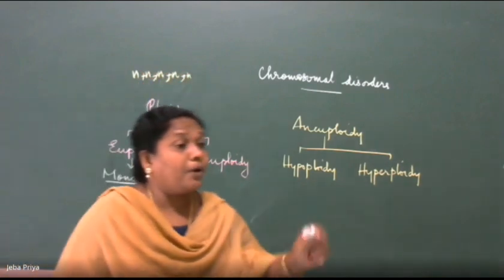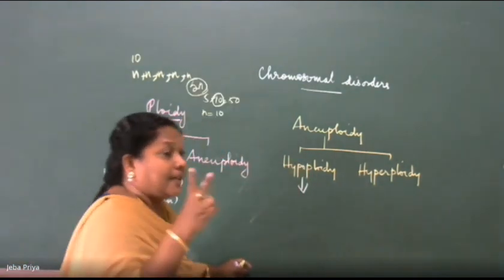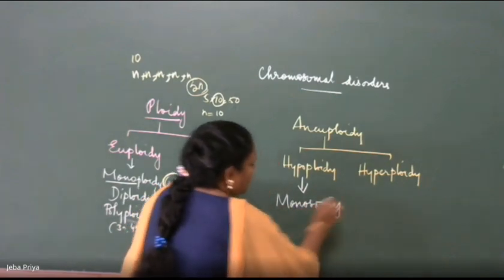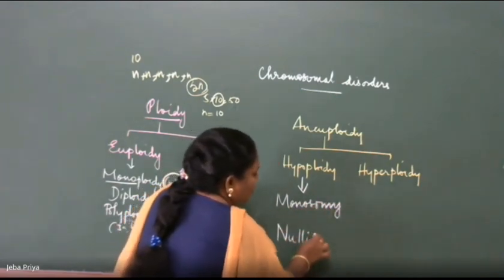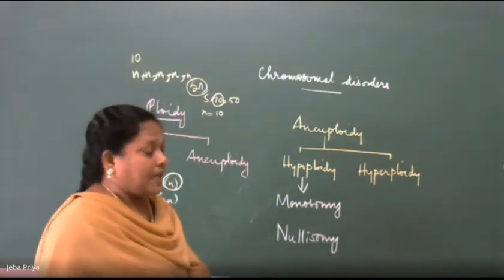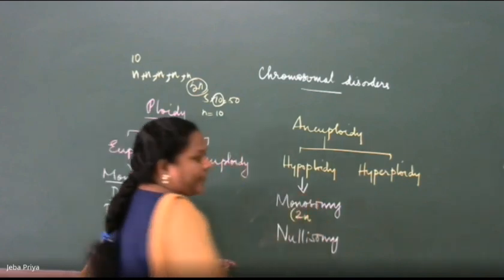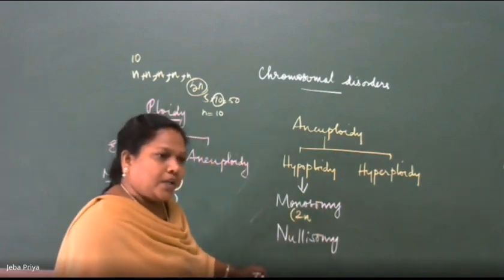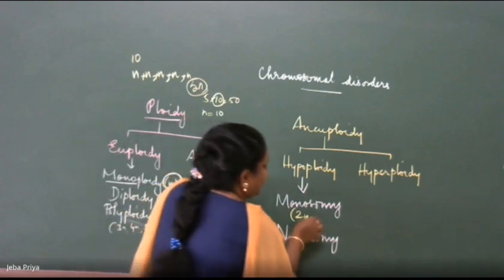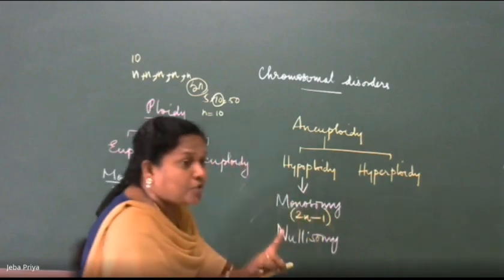Be clear. Under hypoploidy, there are two types. One is called monosomy, the other is called nullisomy. What is monosomy? See here, 2n, for example 2n is 46 in human, I'm giving you an example. So 2n minus 1: only one chromosome is deleted.